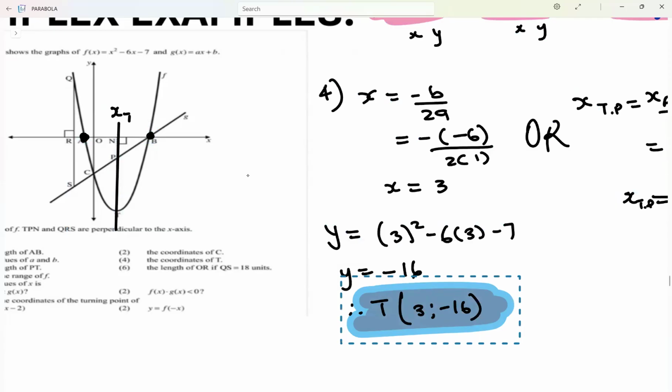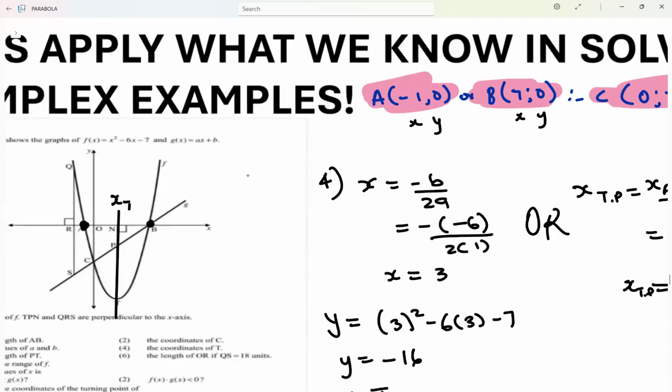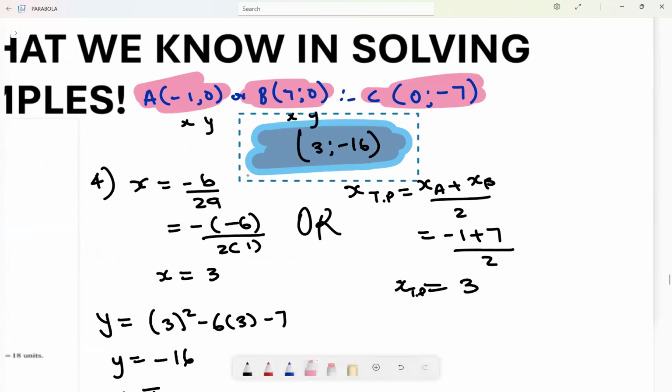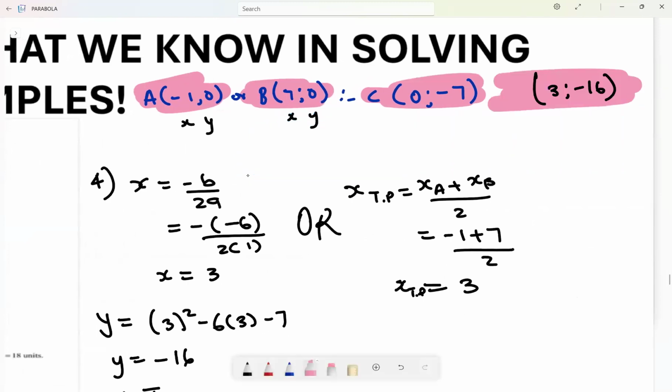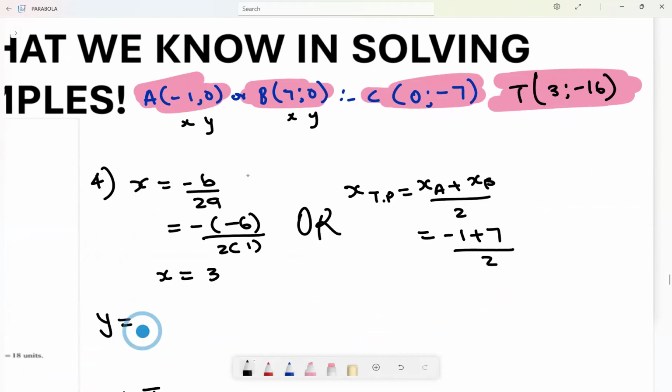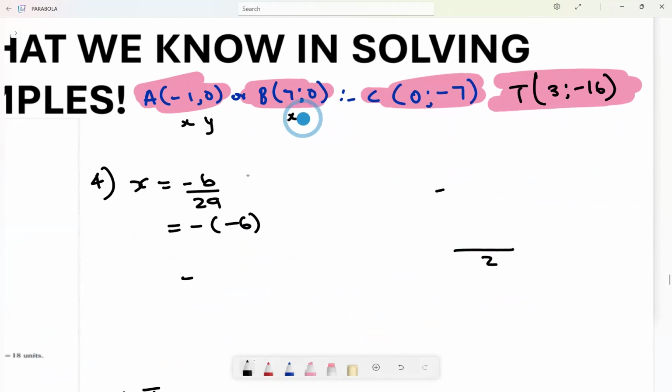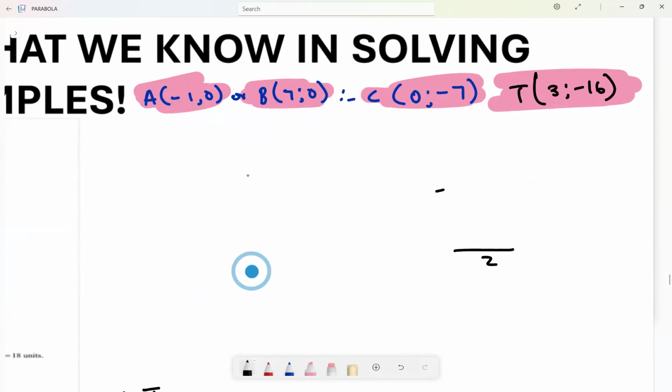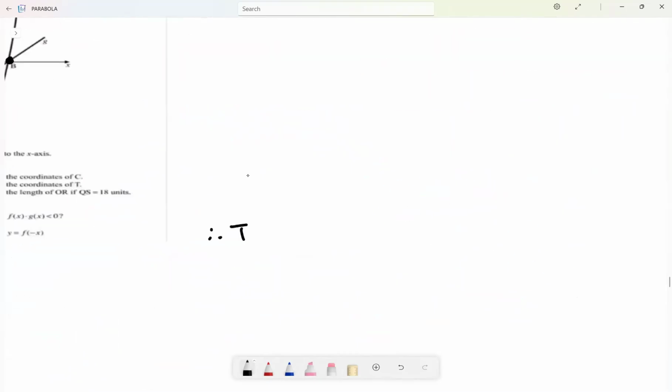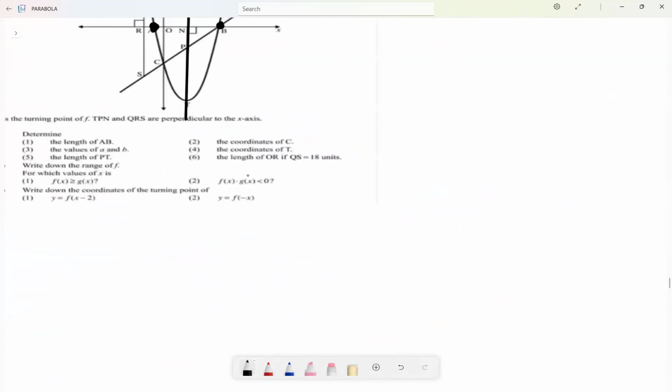Let's take it somewhere where we might store it. We might need it in the future. Yeah, we are saying this is t, the coordinate of t, right? Then let's look at the other question.